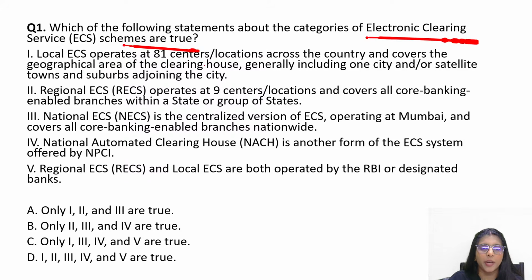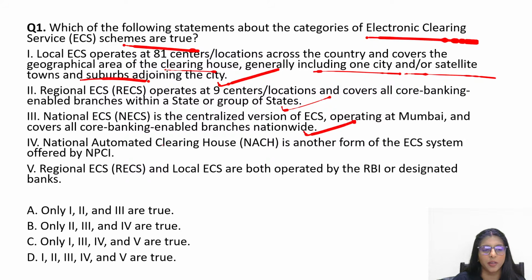Local ECS operates at 81 center locations across the country and covers the geographical area of the clearing house, generally including one city and/or satellite towns and suburbs adjoining the city. It's true. Regional ECS operates at 9 center locations and covers all the core banking enabled branches within the state or group of states. It's correct. National ECS is the centralized version of ECS operating at Mumbai and covers all the core banking enabled branches nationwide.